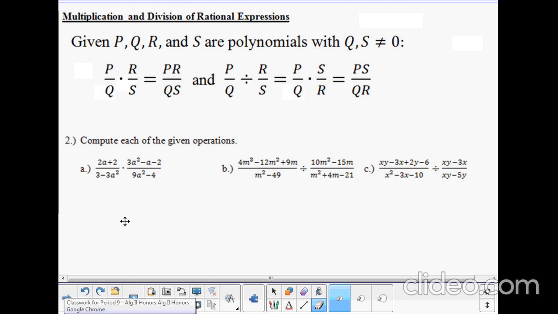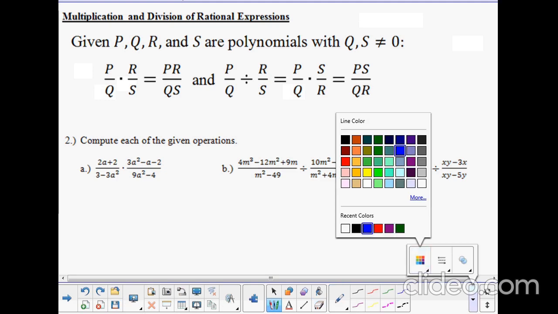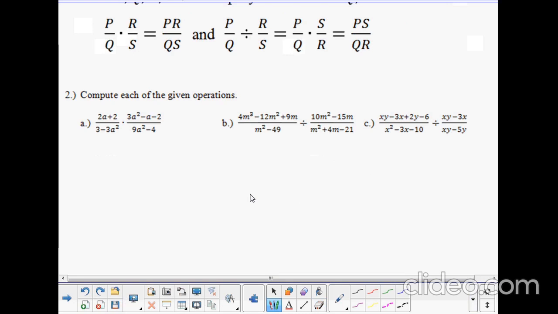So what I would do first is simplify the rational expressions. What we're going to do here is factor. This is often going to make the multiplication a lot easier. So if I take a look at the first expression here, I have 2a plus 2. I can factor out a 2 to get 2 times a plus 1. In the denominator, I have 3 minus 3a squared. I'm going to factor out a negative 3 to give me a squared minus 1. I'm going to come back to that. I can factor that a little further.